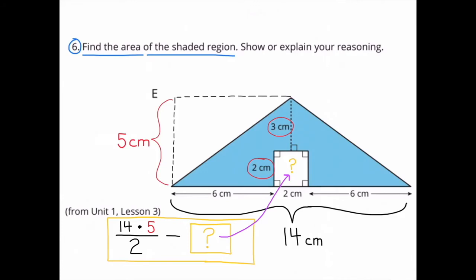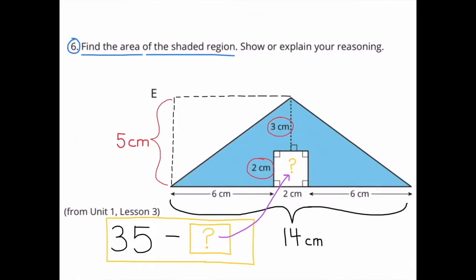Since the shaded region has the shape of a triangle with a square taken out of it, I decided to use the formula for finding the area of a triangle, half of base times height, or base times height divided by 2. So 14 times 5 is 70. And 70 divided by 2, or half of 70, is 35.